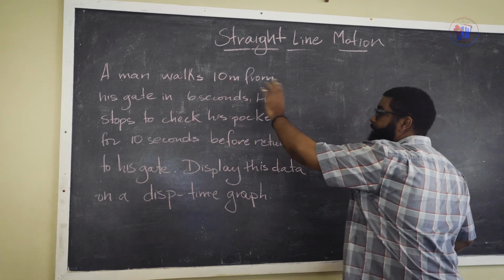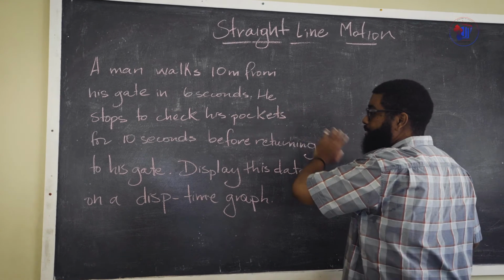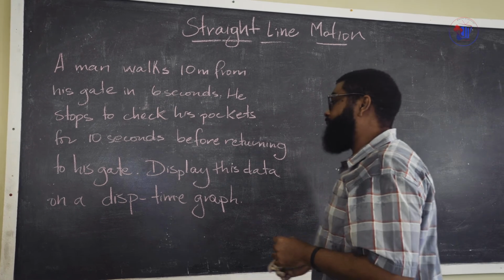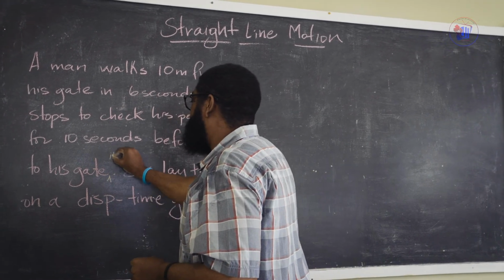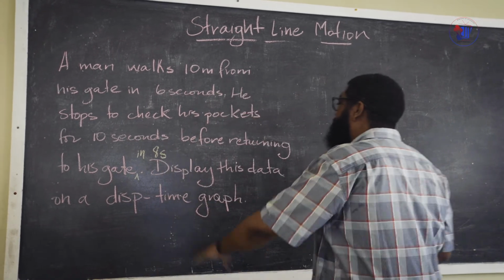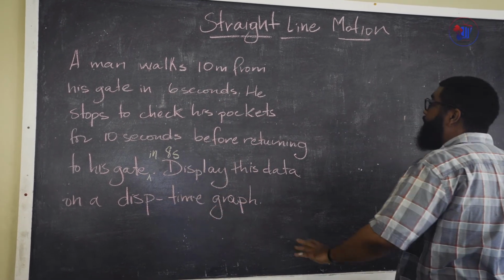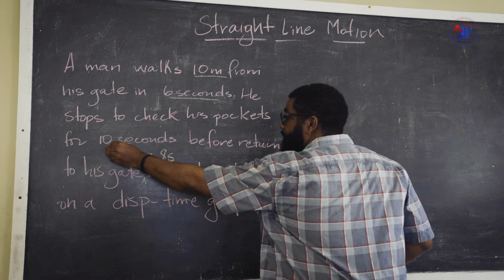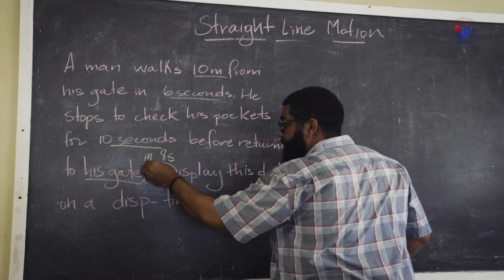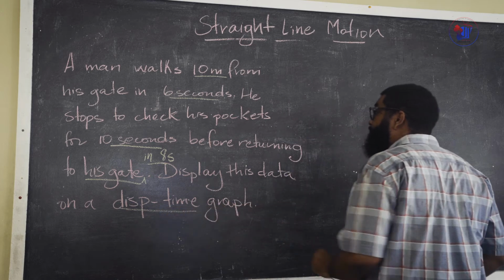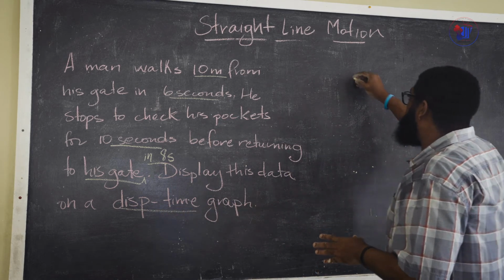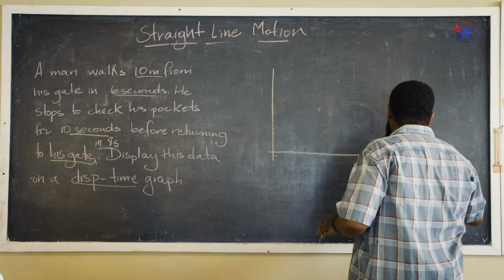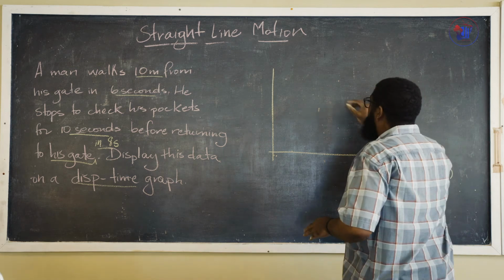A man walks 10 meters from his gate in 6 seconds. He stops to check his pockets for 10 seconds before returning to his gate. And forgive me, I should have put in 8 seconds. Here, display this data on a displacement time graph. Now, 10 meters, 6 seconds, 10 seconds, his gate in 8 seconds, and displacement time graph. So it means that we should have a graph that has time here and displacement here.